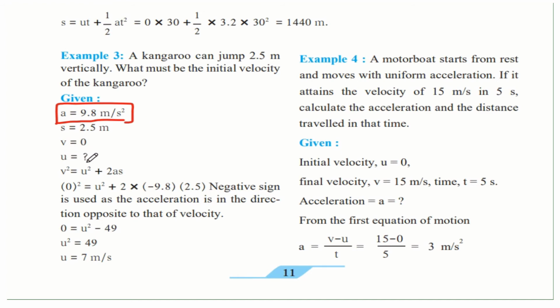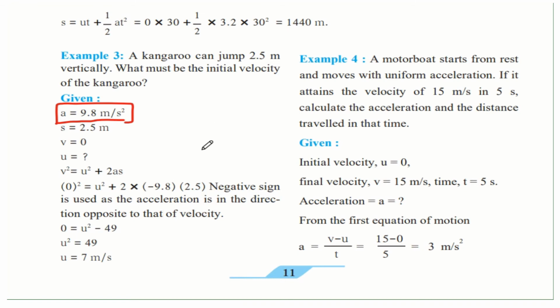We have to find the initial velocity u. So using Newton's third law, we know that v square is equal to u square plus 2as. So once you substitute this, you will get u square as 49, and when you take the square root you will get u as 7. So notice here that the acceleration, the 9.8, was given a negative sign, and the negative sign is used as the acceleration is in the direction opposite to that of velocity.